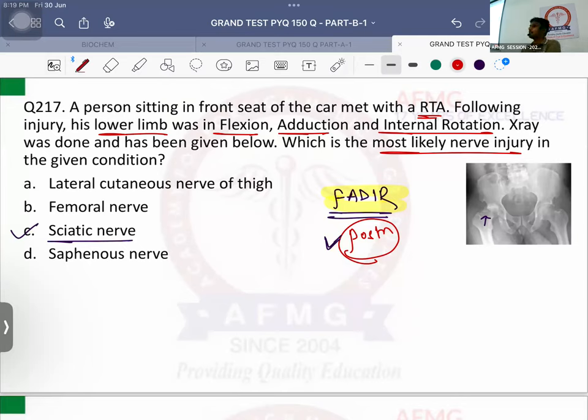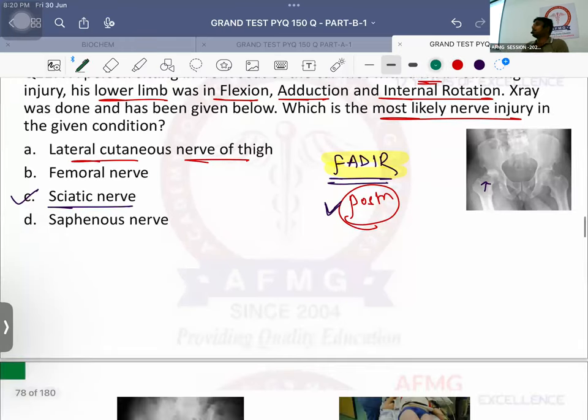And if it is affected, the patient will have pain in the buttocks as well as throughout the leg till the tip of the toe. Everywhere there will be pain. If the lateral cutaneous nerve of thigh is damaged, the patient will have loss of sensations in the upper thigh, known as meralgia paresthetica. It is the most common nerve injury in laparoscopic hernia surgery. In open hernia surgery, the most common is the ilioinguinal nerve. No issues with this?